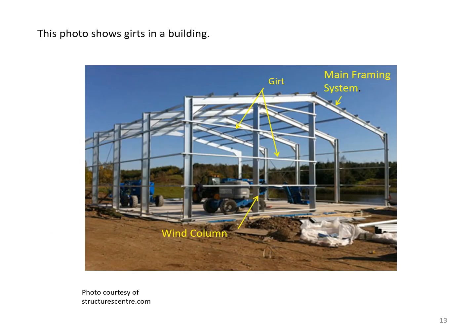This photo shows girths in a building. You see two girths marked in here. We have a main frame made up of a gable roof system, and you'll see a couple of columns in here. These are providing additional supports for girths, and therefore we call them wind columns.